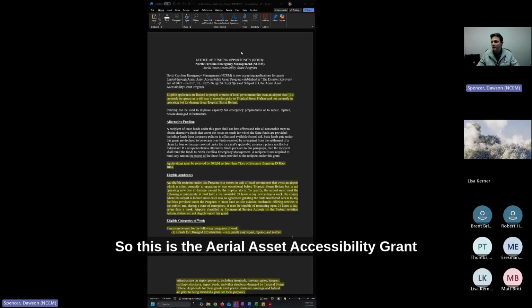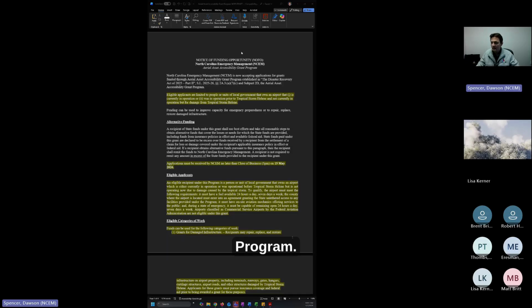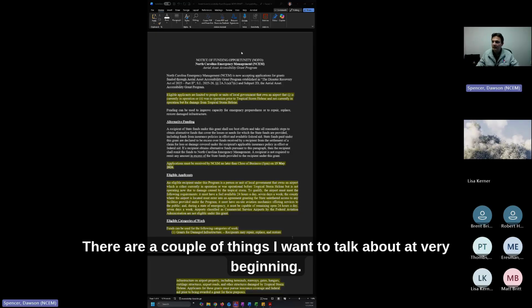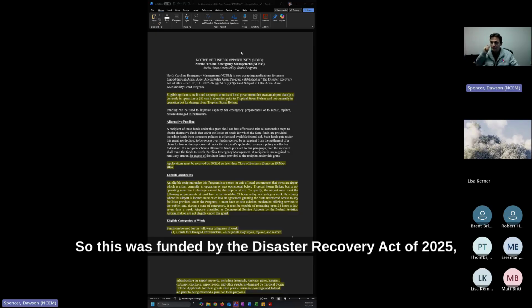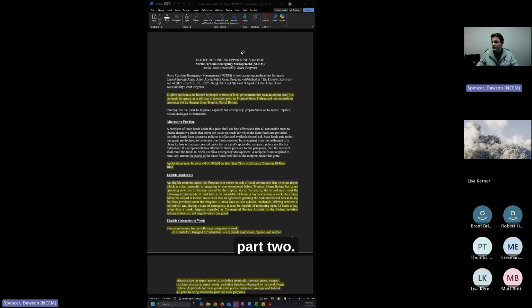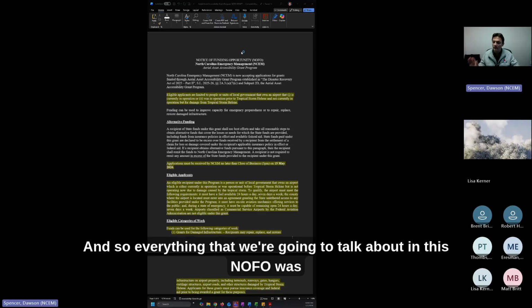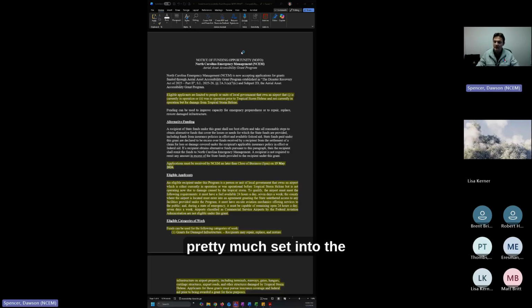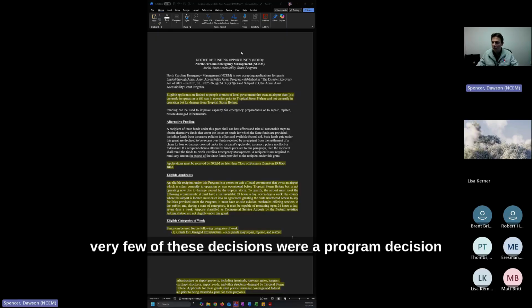So this is the Aerial Asset Accessibility Grant Program. There are a couple of things I want to talk about at the very beginning. This was funded by the Disaster Recovery Act of 2025, Part 2. Everything that we're going to talk about in this NOFO was pretty much set into the parameters of the grant program based on the law that created it. Very few of these decisions were a program or policy decision. Most of them were a legal one.